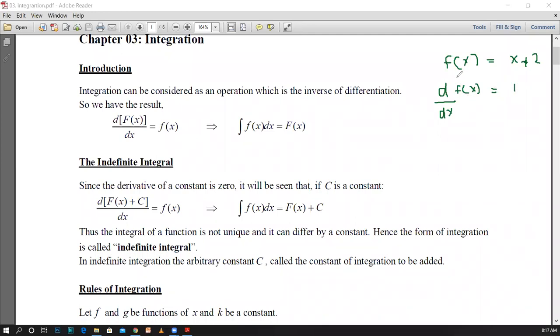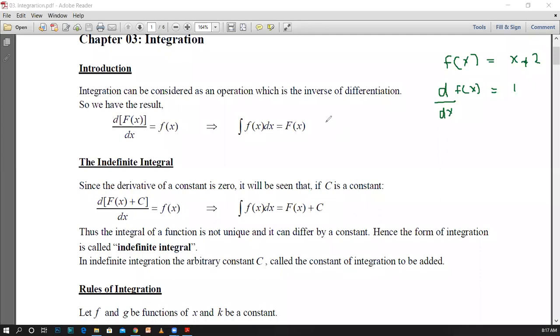If we have done this in differentiation, now once we come to integration, once you integrate this 1 with respect to x, you would be able to identify the function x plus 2. And we will consider another case for this.